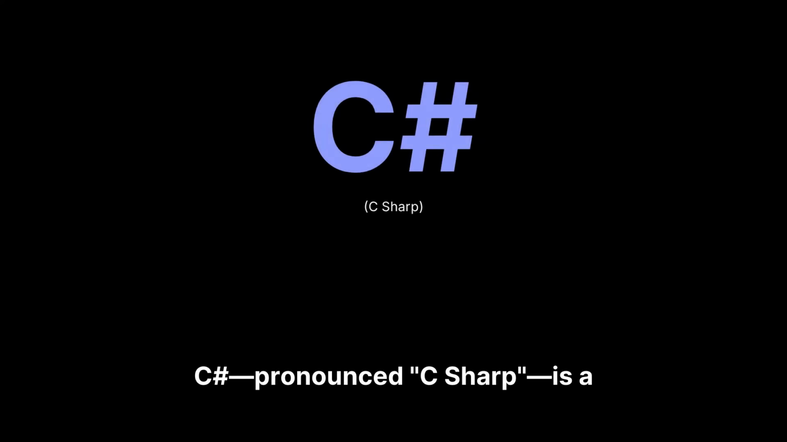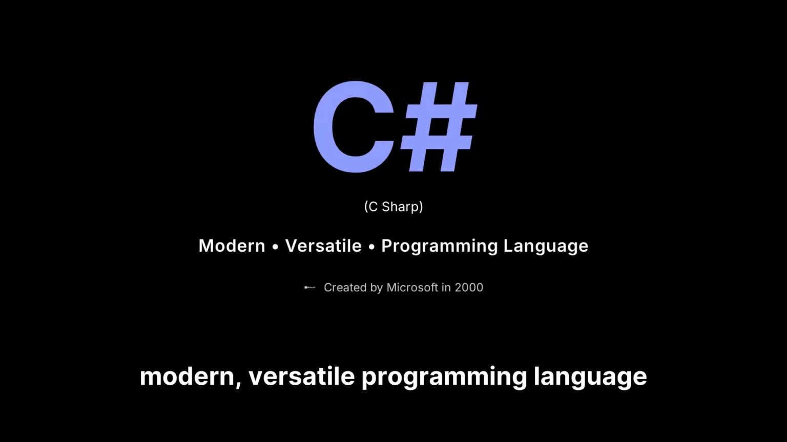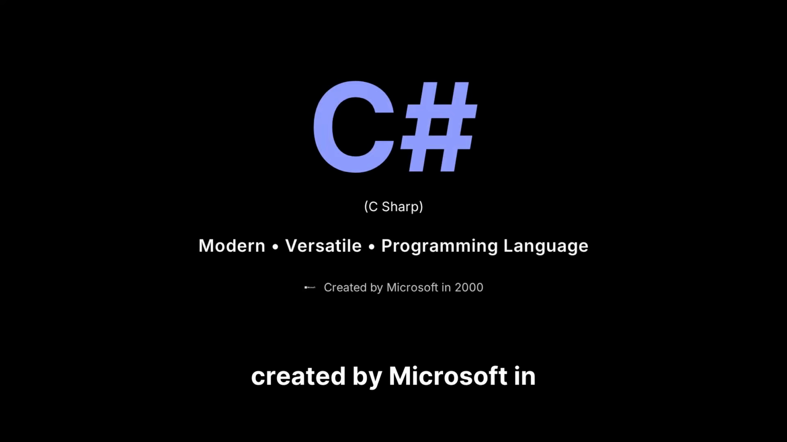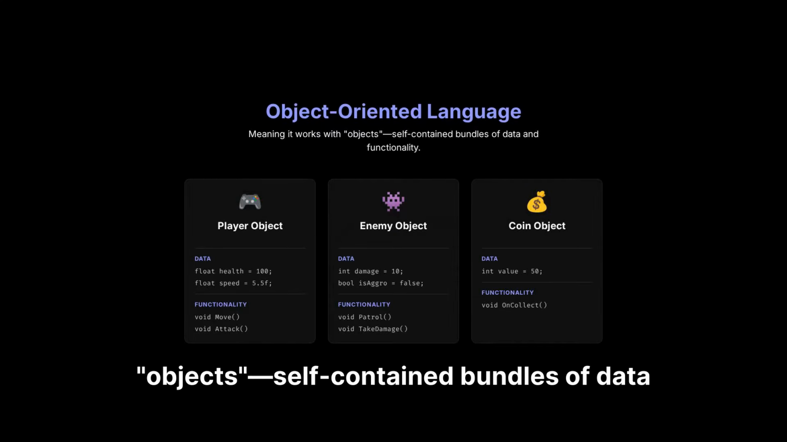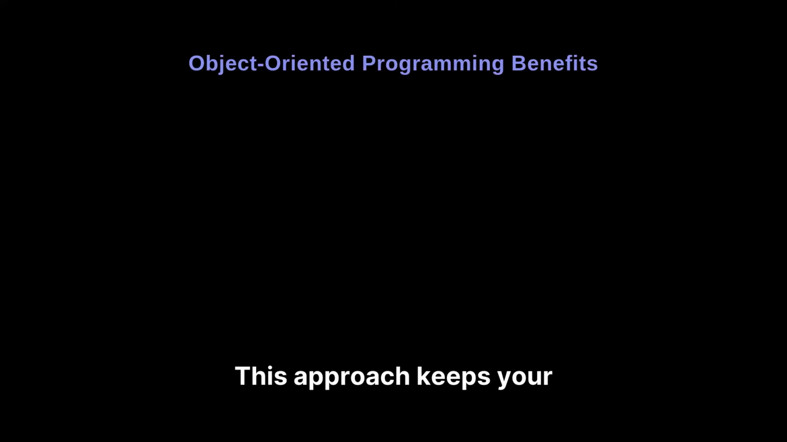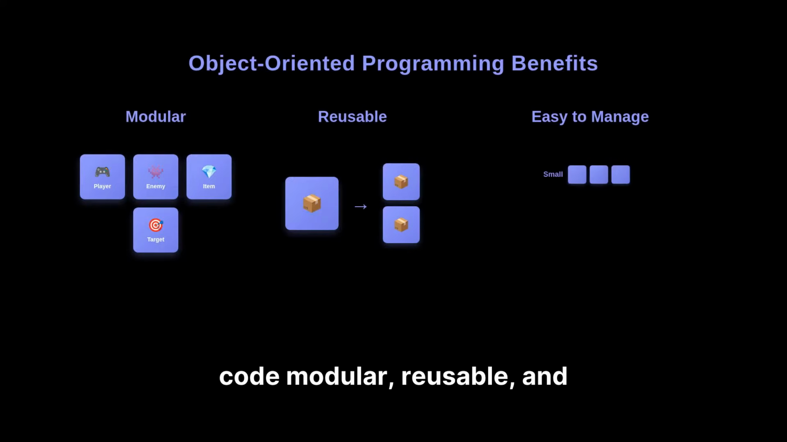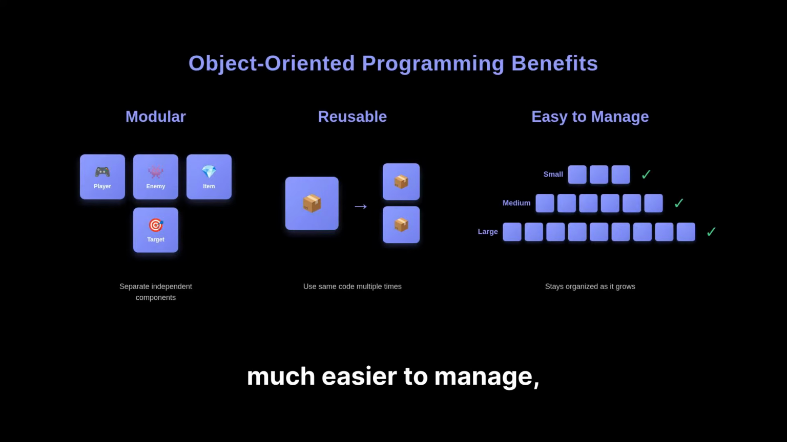C#, pronounced C sharp, is a modern, versatile programming language created by Microsoft in 2000. It's an object-oriented language, meaning it works with objects, self-contained bundles of data and functionality. This approach keeps your code modular, reusable, and much easier to manage, especially as your projects get bigger.